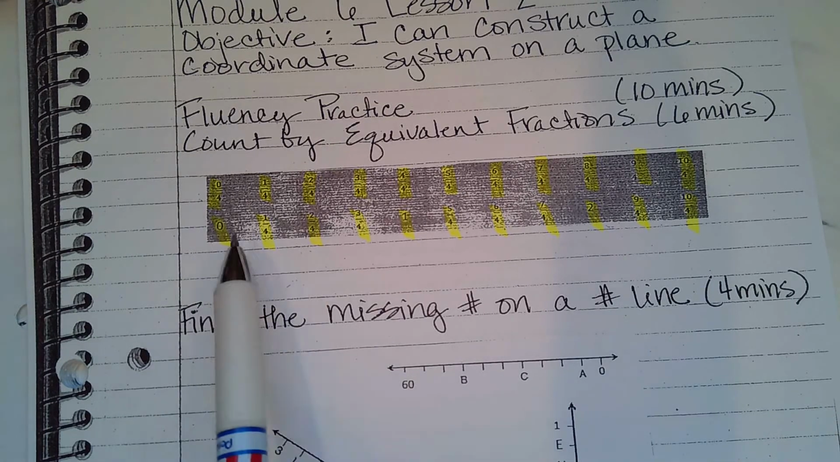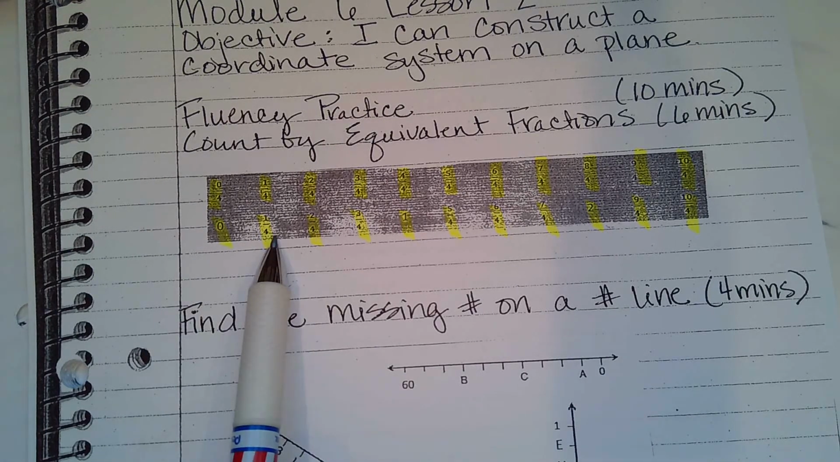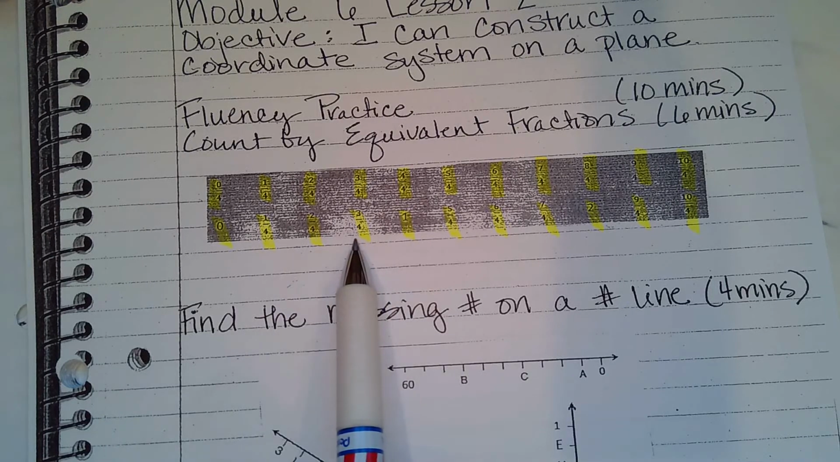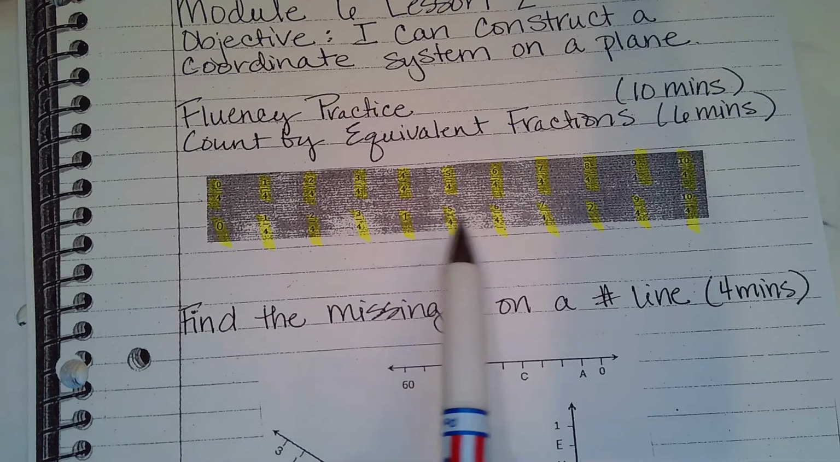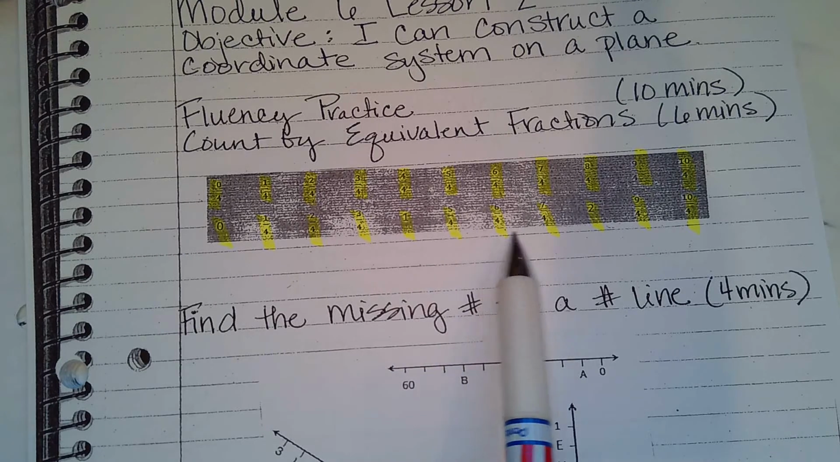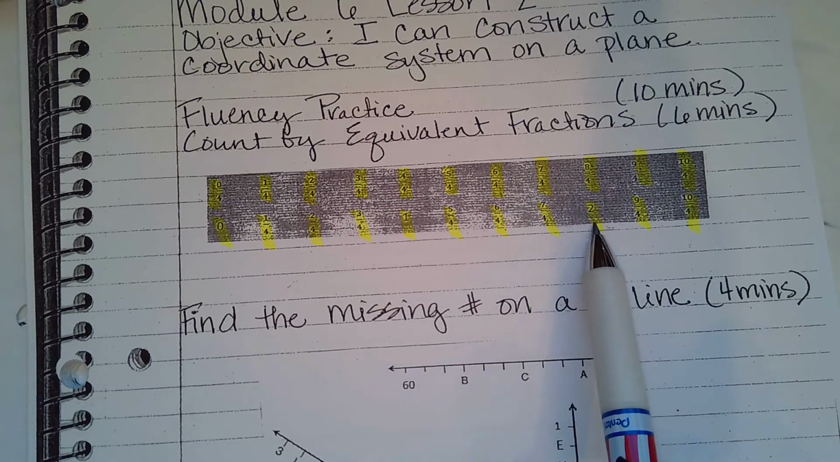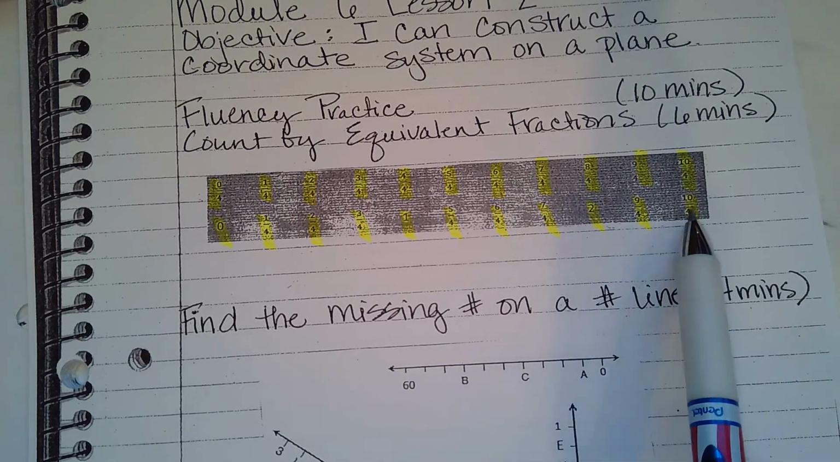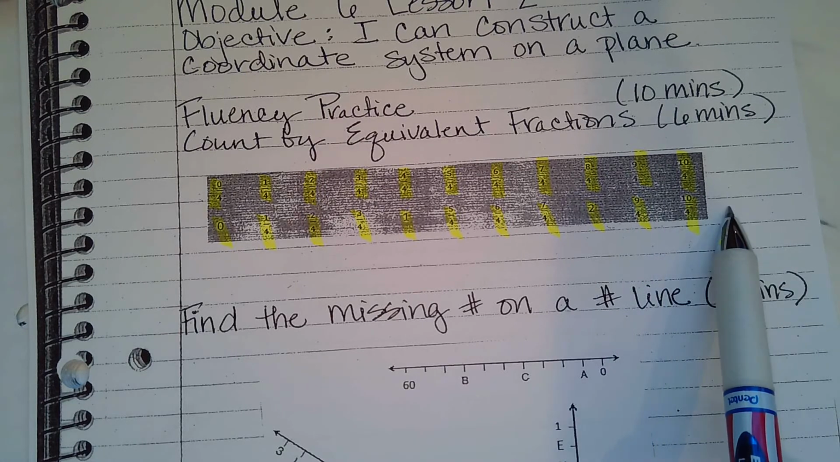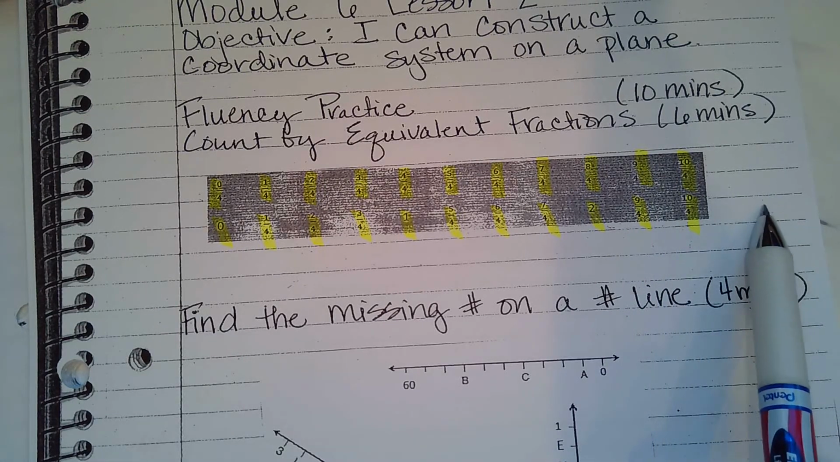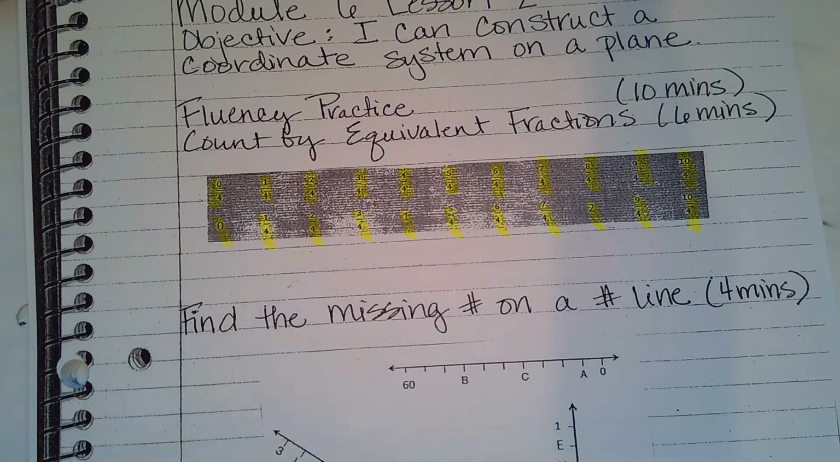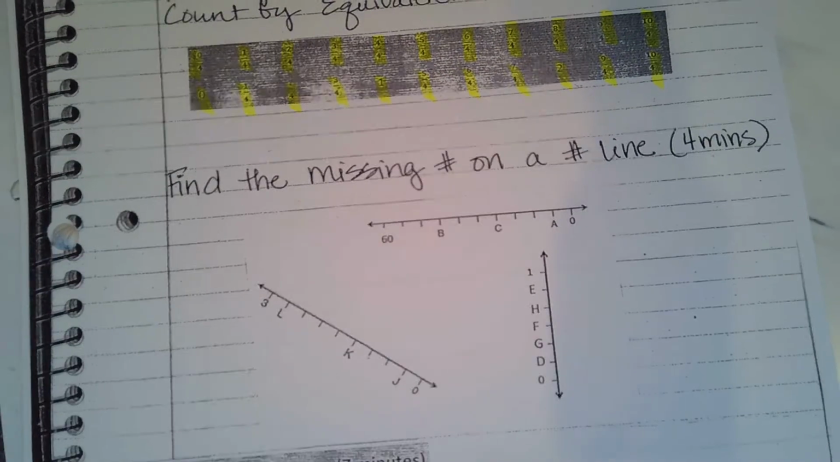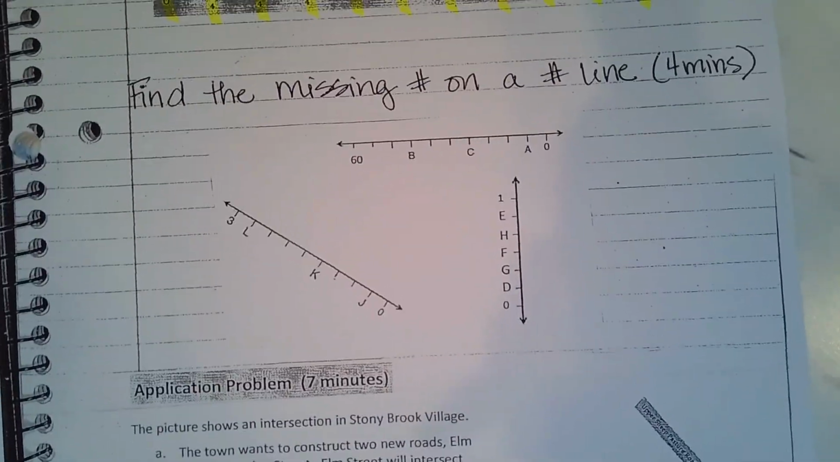a whole number. So 0, 1 fourth, 2 fourths, 3 fourths, 1, 5 fourths, 6 fourths, 7 fourths, 2, 9 fourths, 10 fourths, 11 fourths, 12 fourths would be what? 3. All right, now, next part is find the missing number on the number line.